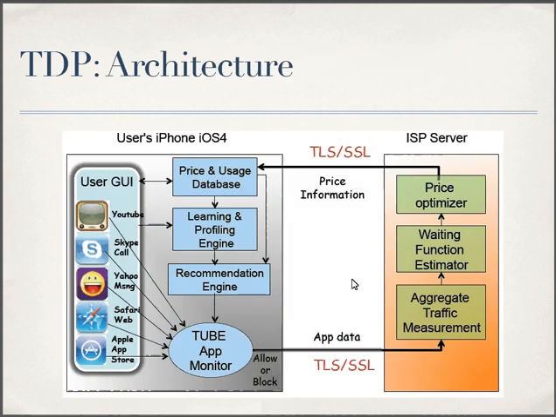In implementing the Tube system, we put the user GUI and the Tube application monitor on the user's mobile device, iPhone or iPad or Android, and the traffic measurement unit, the weighting function estimator, and most importantly, the price optimizer are on the server side. Our time period of calculating the prices is half-an-hour intervals, and after every half an hour, the new prices are computed for the next 24 hours and advertised to the users.